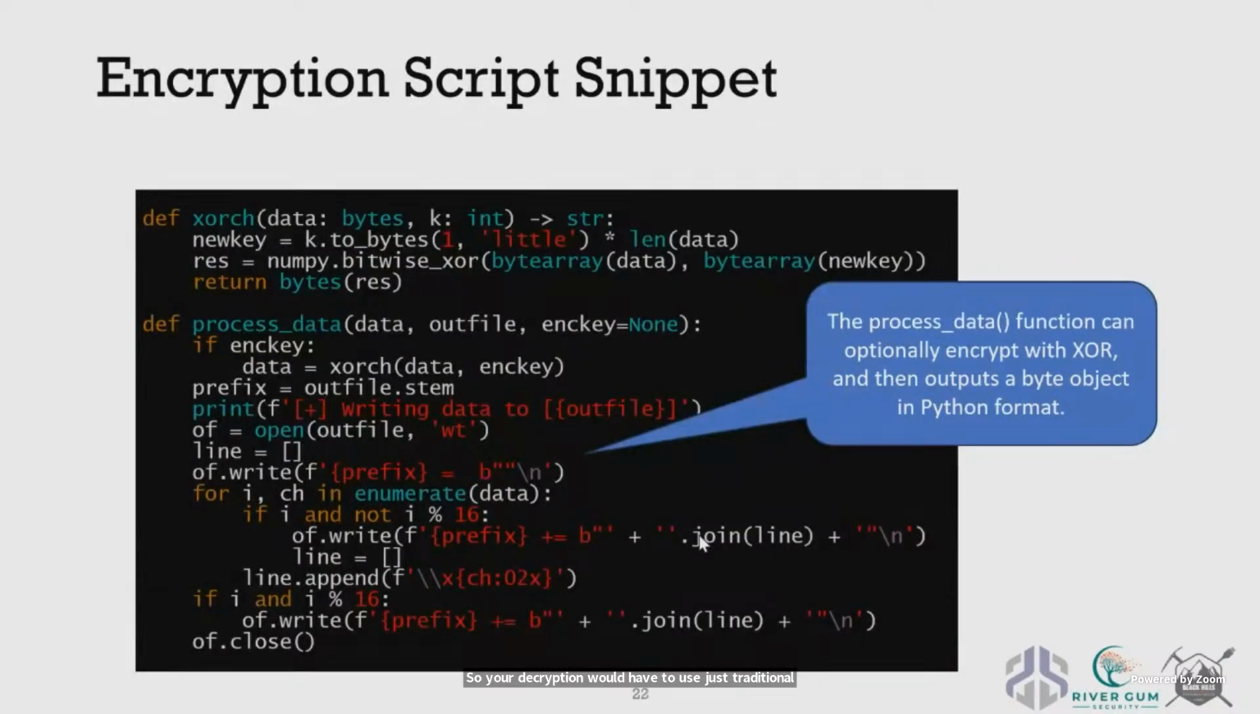So here's some encryption script snippet stuff where I'm just XOR encoding some bytes by a single integer and using NumPy to do the bitwise XOR of the data and returning back the encrypted result. So nothing too amazing there. It's just a little snippet of code that performs shellcode encryption. Okay.